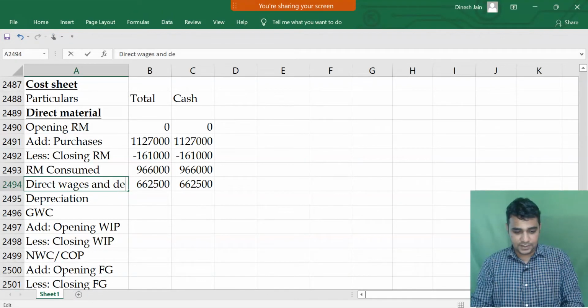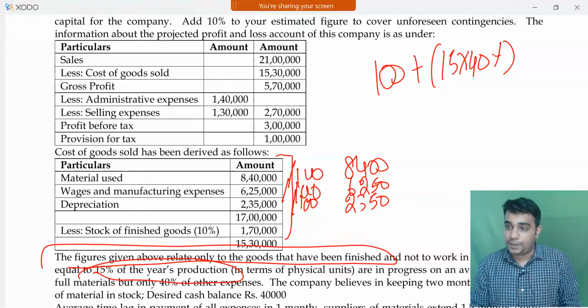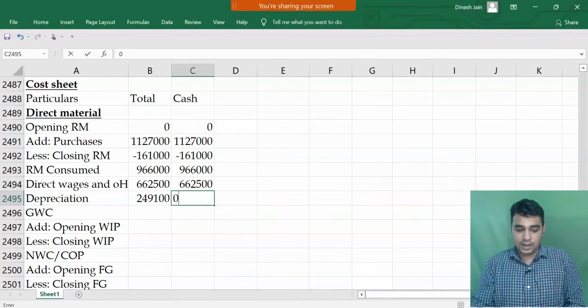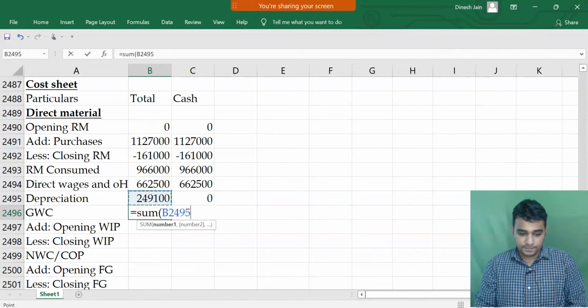Wages and overheads were clubbed together here. Depreciation is 2,350 per unit. So 2,350 into 106 and this side 0. In this approach we don't consider it. I put a total.